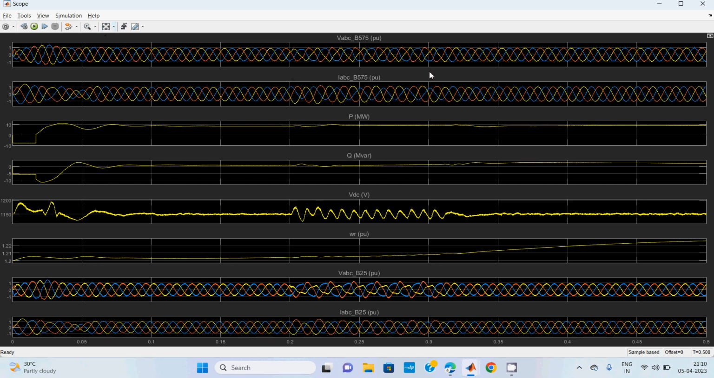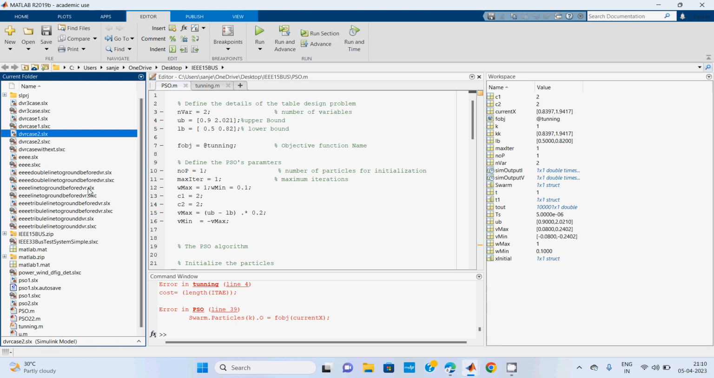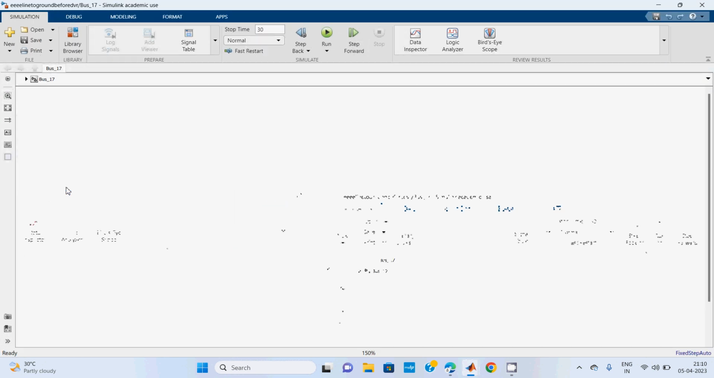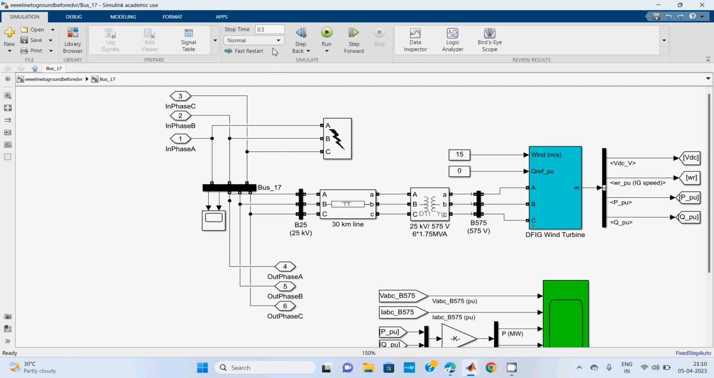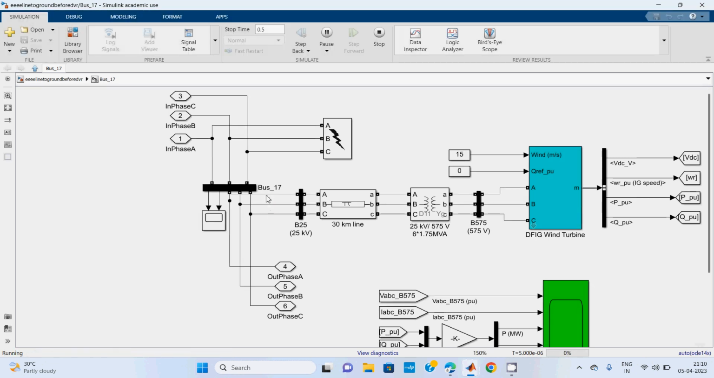Without DVR. First of all, we need to see without DVR, then only you can have the idea. Single line to ground fault without DVR, this model. Before DVR means we don't connect the DVR in this model. I'm running this model without connecting any DVR. At these particular terminals, I didn't connect any DVR. After the model runs, I will show you the results.